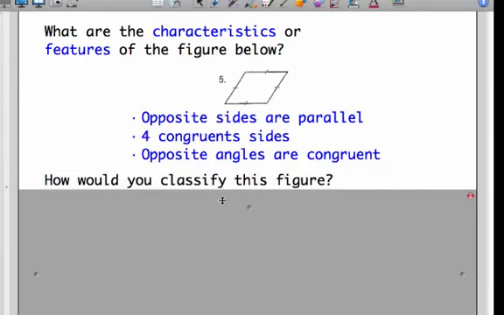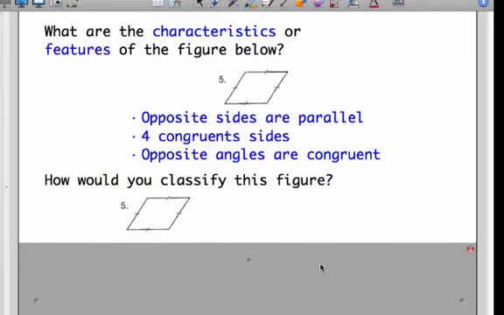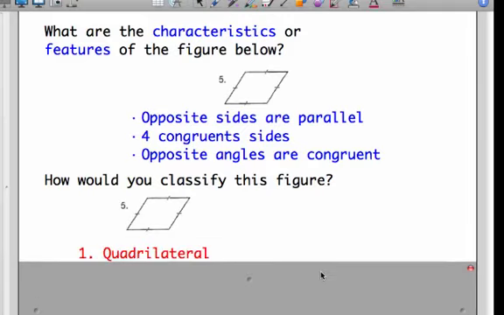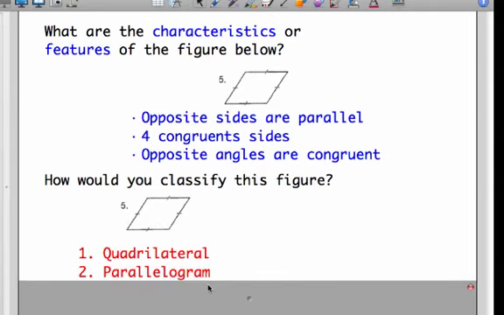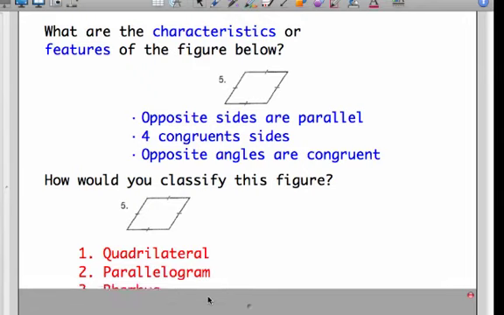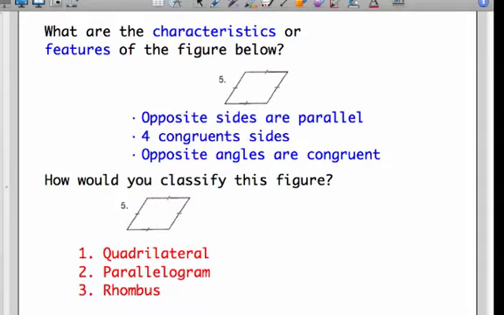So how would you classify this figure? Well, it has four sides. So the first and easiest way to classify anything with four sides is to call it a quadrilateral. The next thing we can call it, since the opposite sides are parallel, we can call it a parallelogram. And then the third thing, since it has four congruent sides and the opposite sides are parallel, we can call it a rhombus.